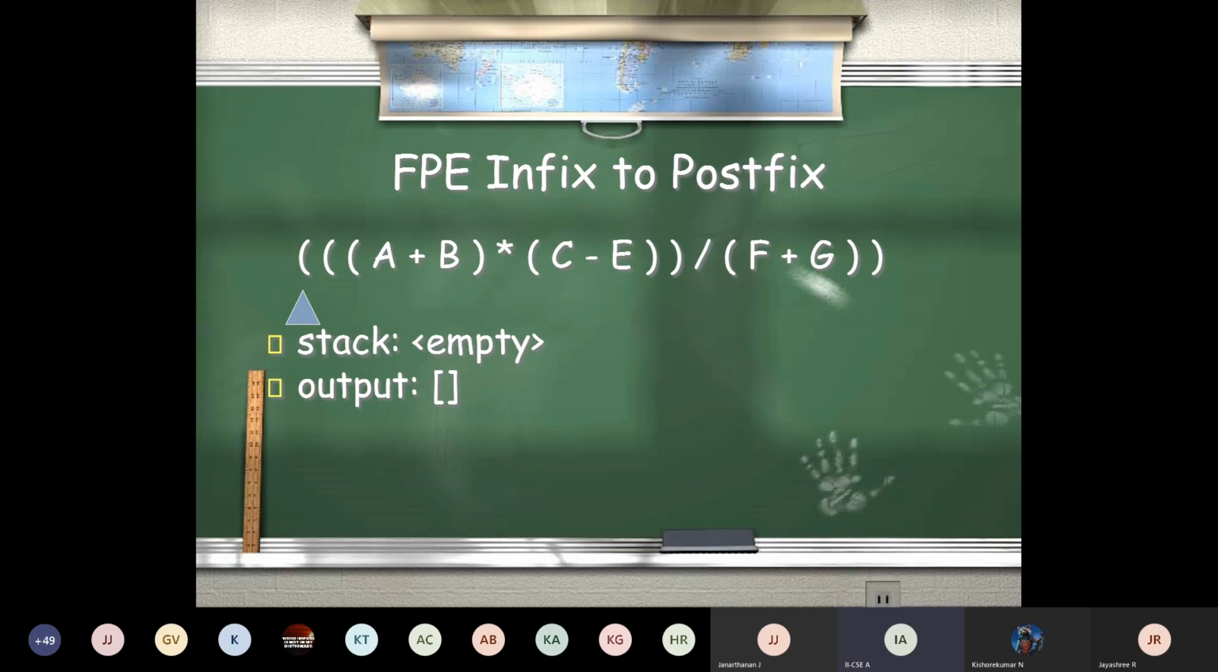So let's take one example. You write down this example in a notebook. A plus B star C minus E, and then divided by F plus G. This is your infix notation. We are going to apply the techniques. We are going to use a stack to convert your infix to postfix.